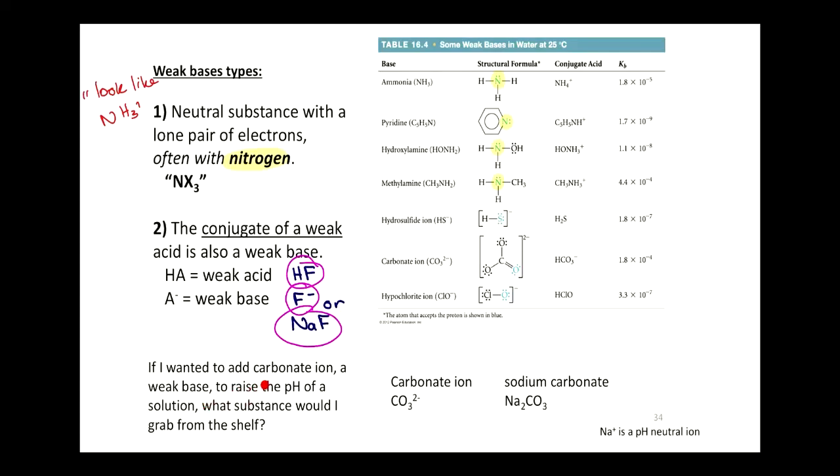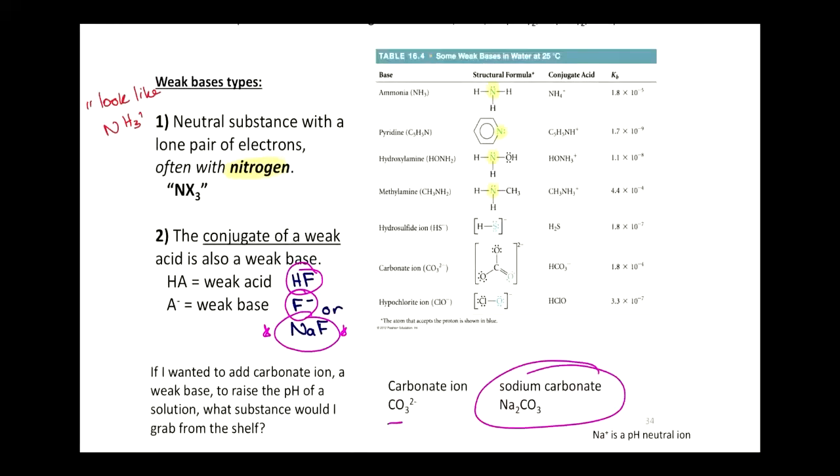Yeah, so if you wanted to add carbonate in a reaction, you're not going to grab carbonate ion from the shelf. You will never find that. You actually have to look for sodium carbonate, because sodium is a countercation that's charged, that's pH neutral, so it doesn't interfere with your reaction. It acts as a spectator ion. So keep that in mind. We'll be looking at acidic basic properties of salts here soon.